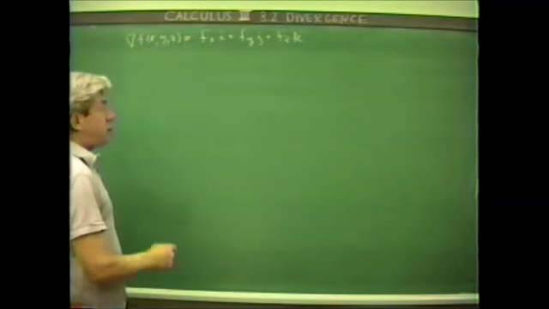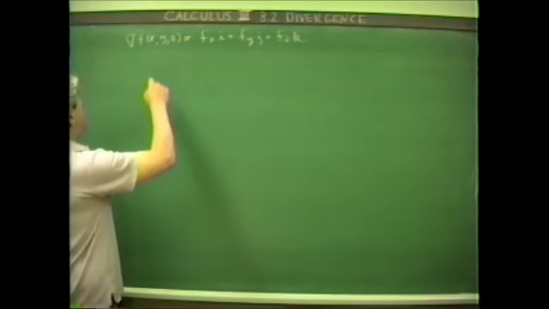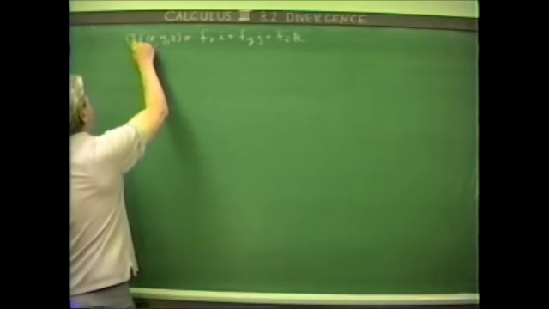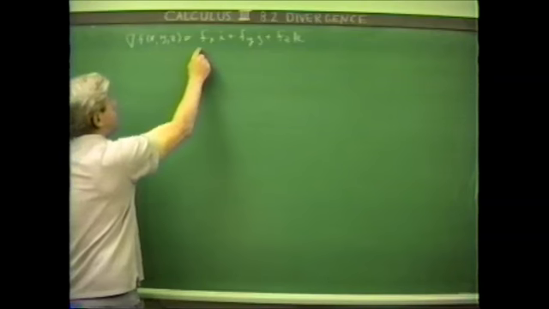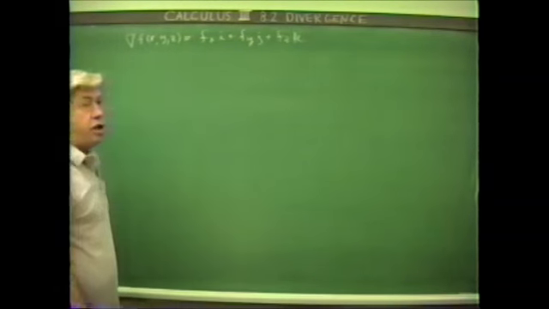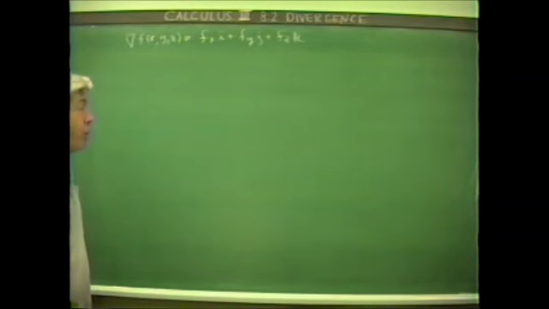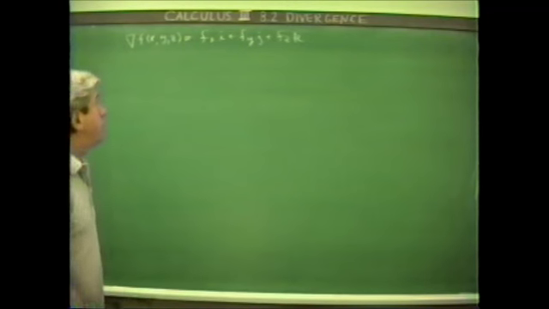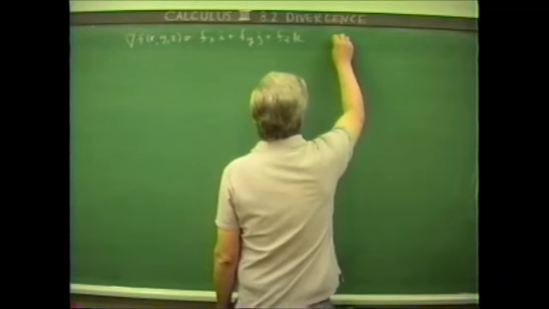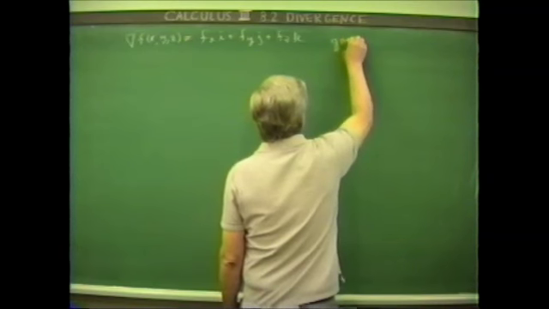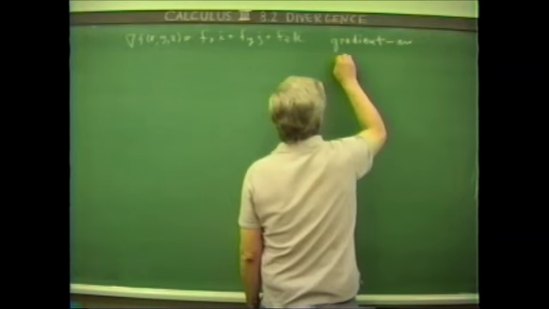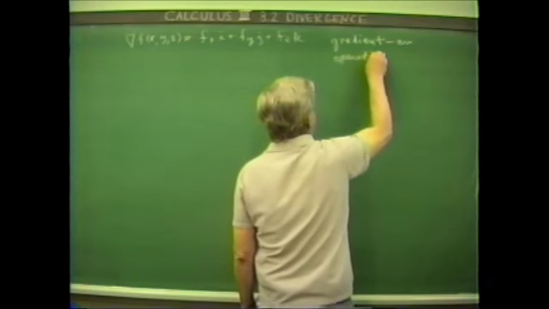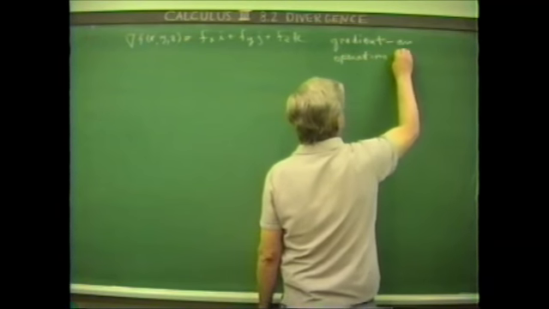The idea behind an operation is that it is some sort of a map that takes something of one particular type and changes it into something of another type. The gradient then is an operation on functions of a point.